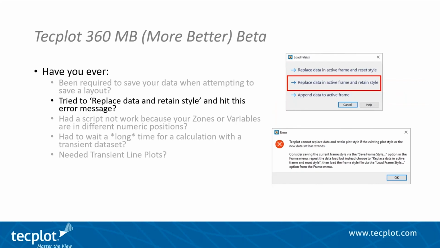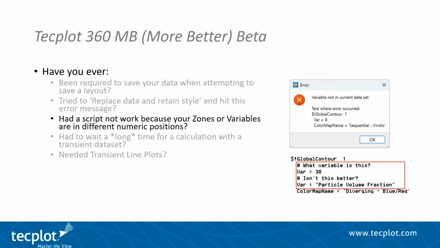People with transient data. If you've ever tried to use the button in Tecplot 360 that says replace data and retain style, right? You've done all this work to create a nice looking layout, to do some analysis, and then you want to do it with a different data set, and you hit this button, and then Tecplot says, well, I'm sorry, I can't do that because you have transient data. You have data that has what we call strands. So that's how we identify transient data. You know, we need a solution to solve that problem as well.